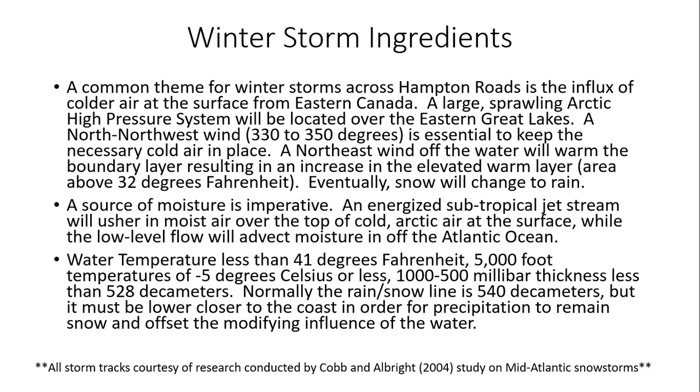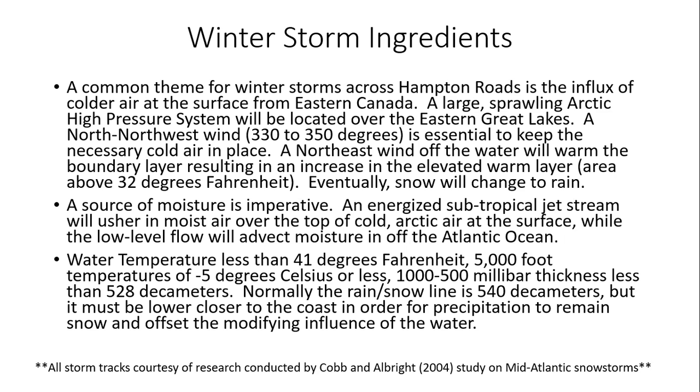Eventually, snow will change over to rain in many cases when you get too much of an onshore wind, a northeast wind, east-northeast wind, even a north-northeast wind, 020, 030 degrees, can result in a mix of rain and snow and cut back on snowfall totals drastically for any particular storm event.